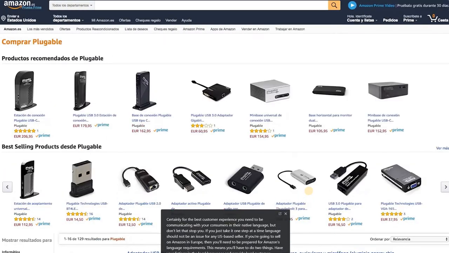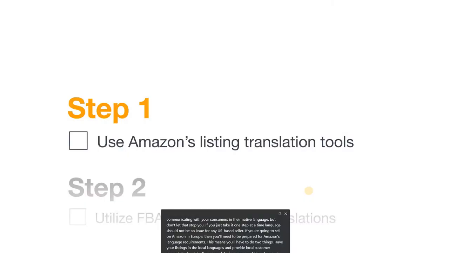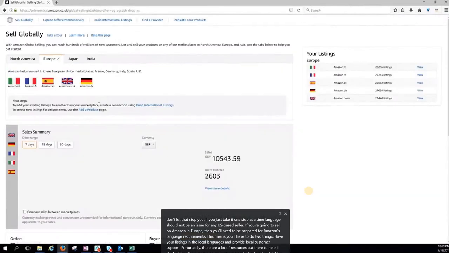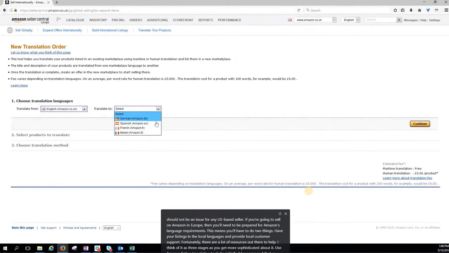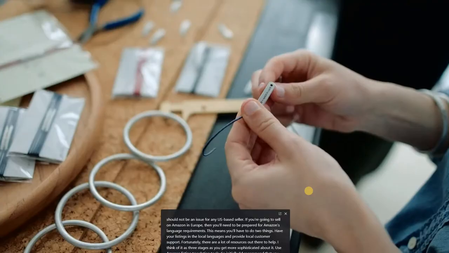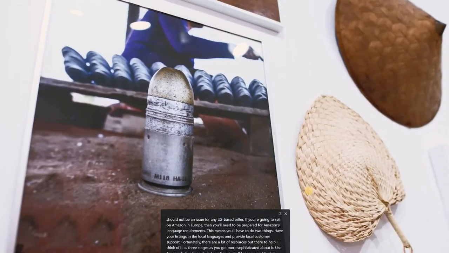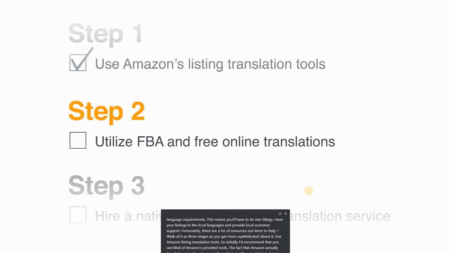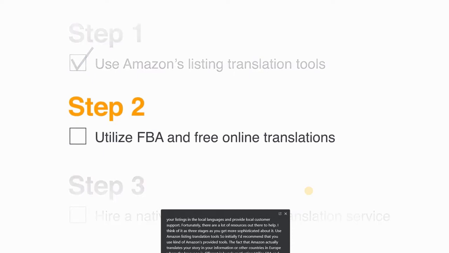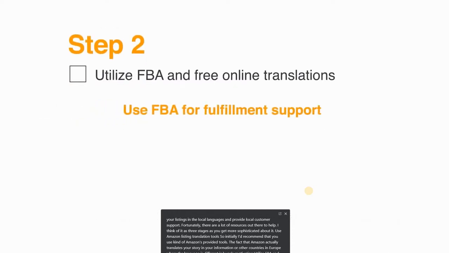I think of it as 3 stages as you get more sophisticated about it. Use Amazon listing translation tools. Initially, I'd recommend that you use Amazon's provided tools. The fact that Amazon actually translates your story and your information for other countries in Europe where the language is different is hugely motivating. Utilize FBA and free online translation services. If you use European FBA to fulfill orders, Amazon will handle all fulfillment-related customer questions.